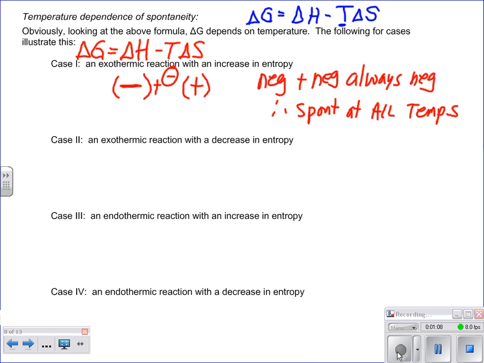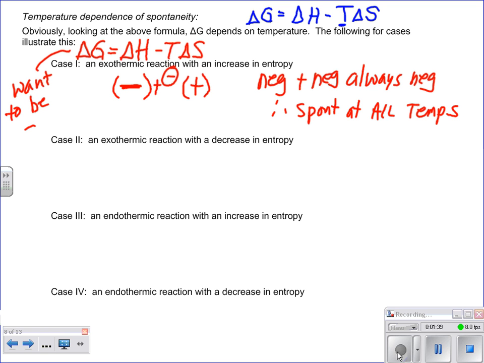So in order for this to work, remember, we want our delta G to be negative for it to be spontaneous. So the way I did that again is I just took my negative for my exothermic, I subtracted my positive, which makes it plus a negative when I change the sign on that. So again, negative plus negative is always negative. It would have to be spontaneous at all temperatures.